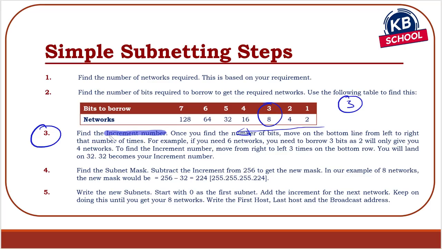To figure the increment number off, the way you do that is you take that number that you figure out, that is 3 bits, and jump from left to right 3 times. Why 3 times? Because you're borrowing 3 bits. So I'm going to jump from left to right 3 times. 1, 2, and 3, and land on 32. Whatever I land on becomes my increment number.